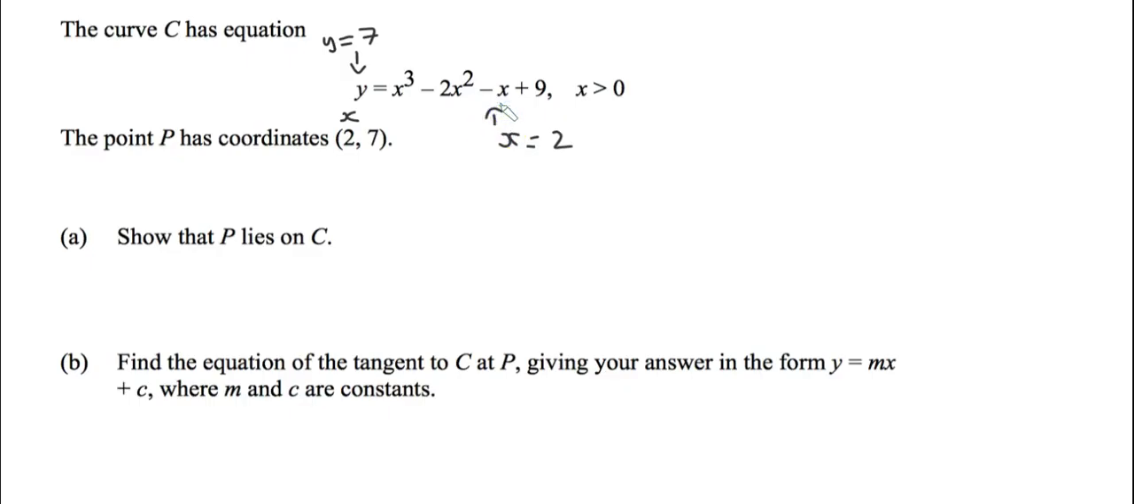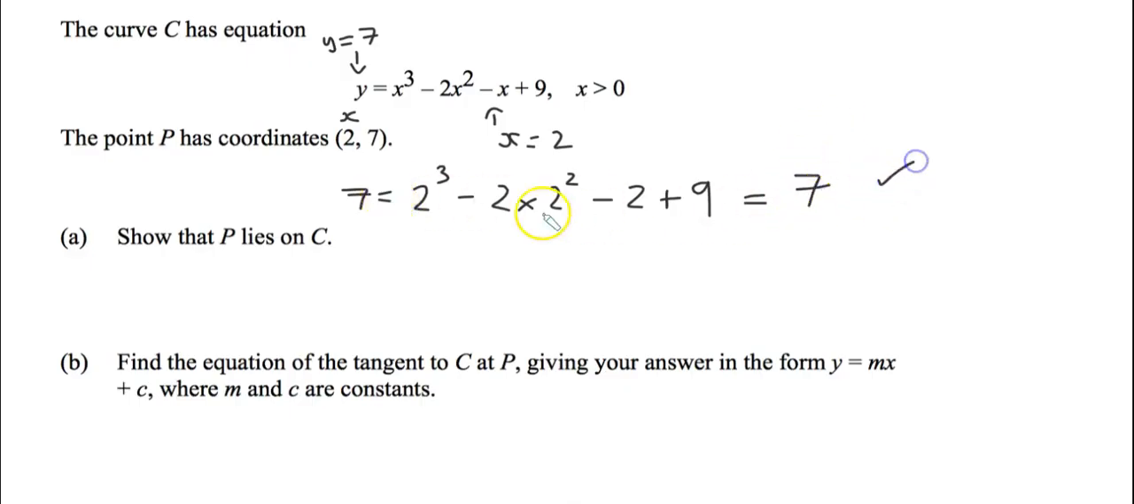So show, for example, that 7 equals 7. If you get, say, 7 equals 8, obviously that doesn't make any sense, and that would be sufficient to show that P doesn't lie on the curve. So let's do that quickly. That would be y is 7 on the left, and then on the right we've got 2 cubed minus 2 times 2 squared minus 2 plus 9. And if we work that out, then yeah, that is 7. So 7 equals 7, and therefore P lies on the curve.